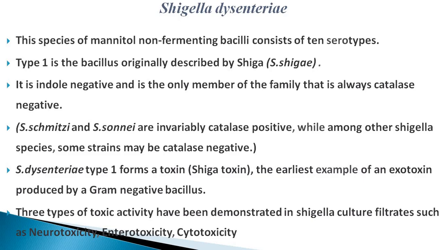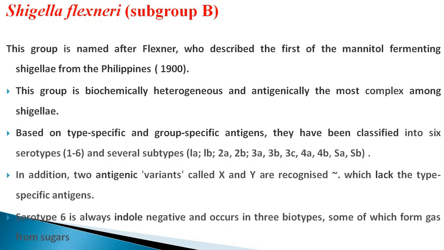Shigella dysenteriae type 1 forms a toxin, Shiga toxin, the earliest example of an exotoxin produced by a gram-negative bacillus. Three types of toxic activity have been demonstrated in Shigella culture filtrates: neurotoxicity, enterotoxicity, and cytotoxicity.